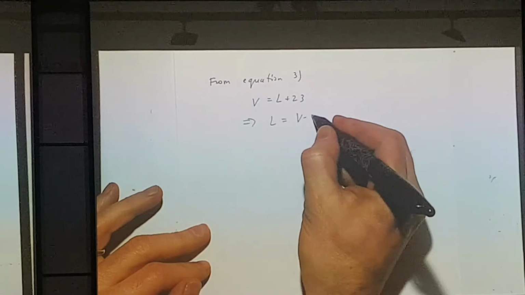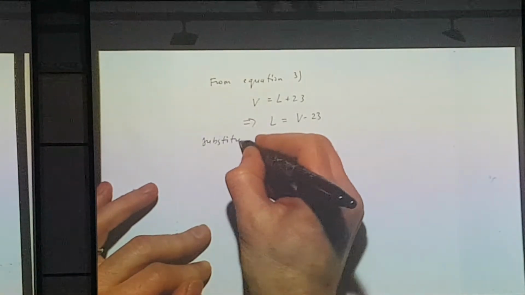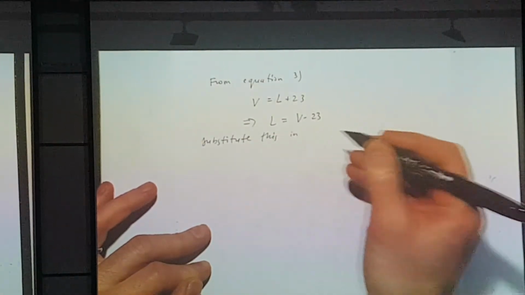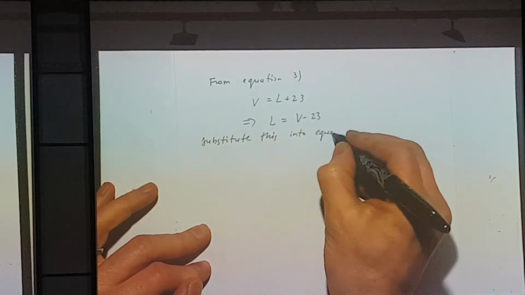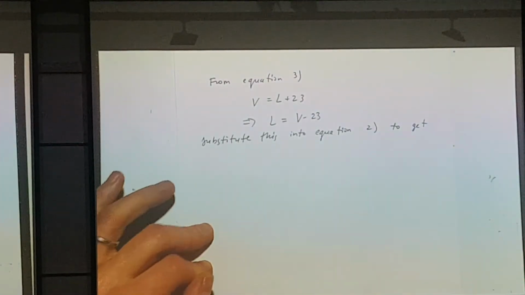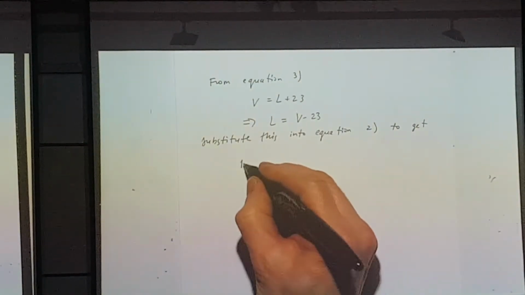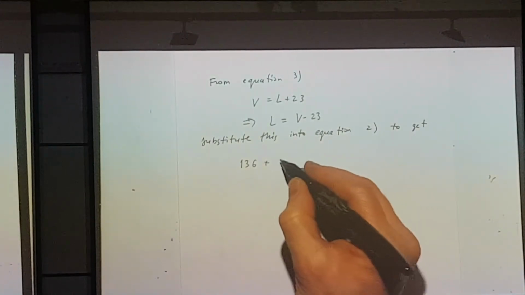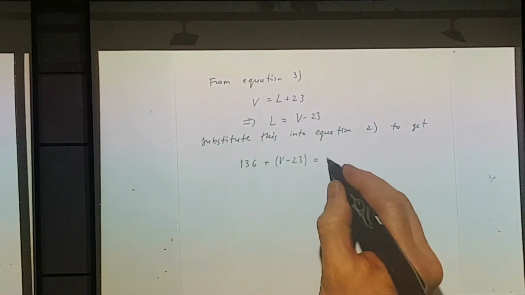So L is V minus 23, and then substitute this in. L only appears in equation 2, the handshaking lemma, so into equation 2 to get: I can sum up these terms, 5 times 10, 50, plus 8 times 7 plus 10 times 3, and that gives me 136. So I get 136 in that sum, plus L, and instead of L, I'll substitute V minus 23, and that is equal to 2E.